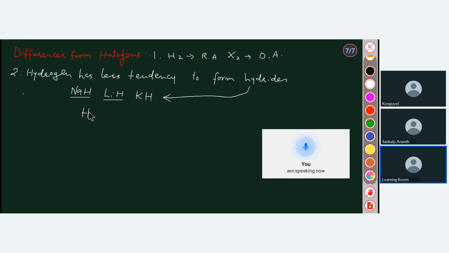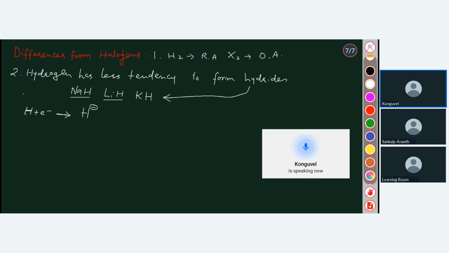So here hydrogen exists as H negative. How is it formed? Hydrogen gains one electron, then it becomes H negative, right? So that means hydrogen has less tendency to accept an electron, because most of the time hydrogen loses one electron, but to gain an electron it has less tendency. Got it? Yes, sir.